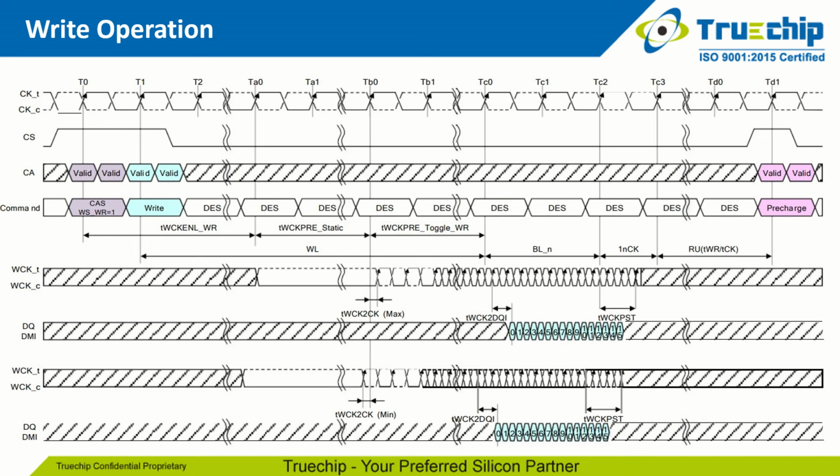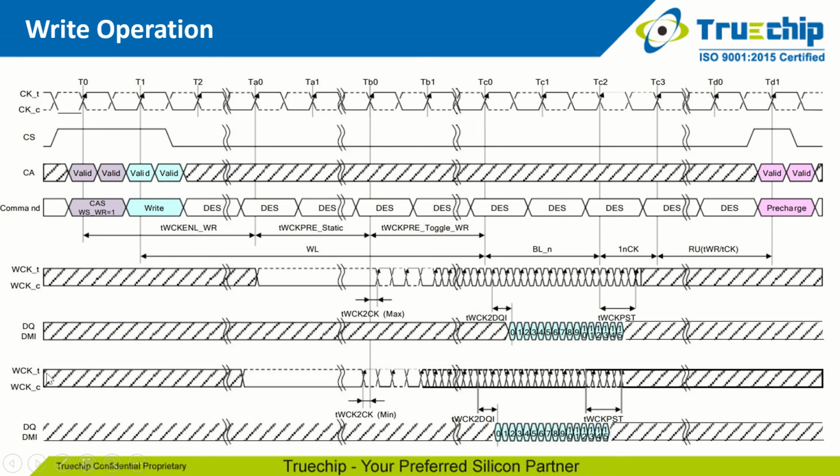So you can see there is a differential clock signal, that is CKT and CKC, the chip select signal, that is CS, the command and address signal, that is CA, the differential data clock signal, that is WCKT and WCKC, the bidirectional signal, that is DQ, and DMI, which is data mask inversion.